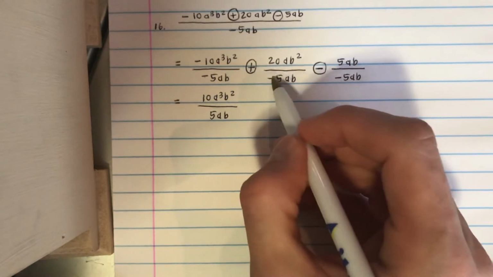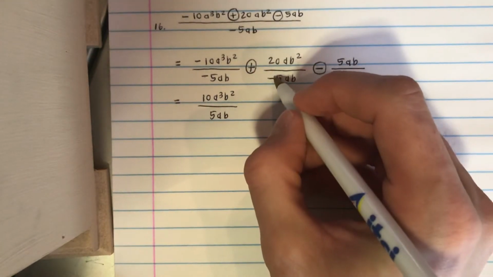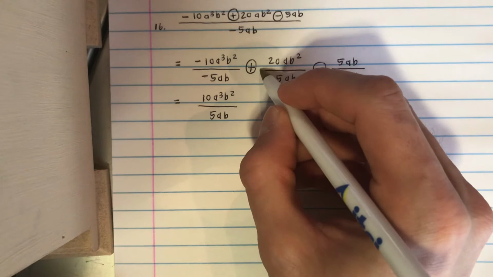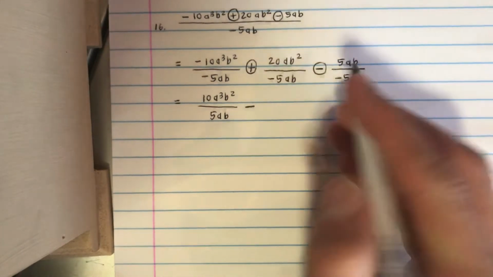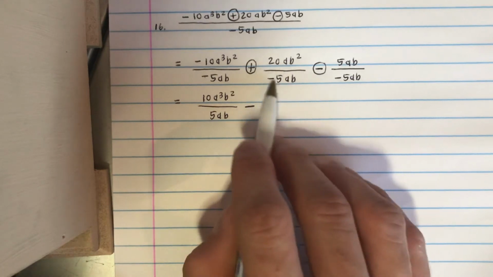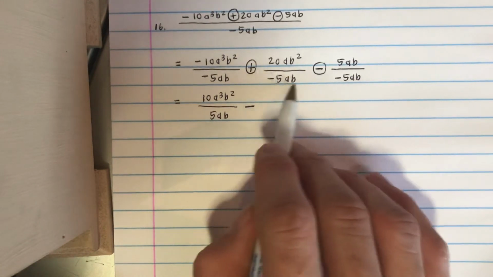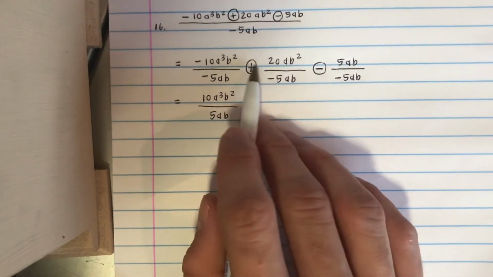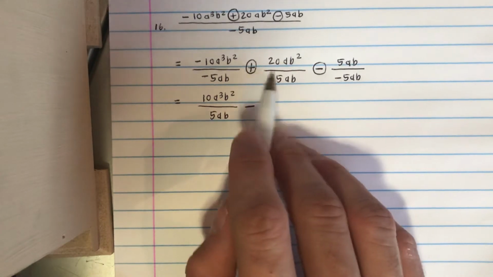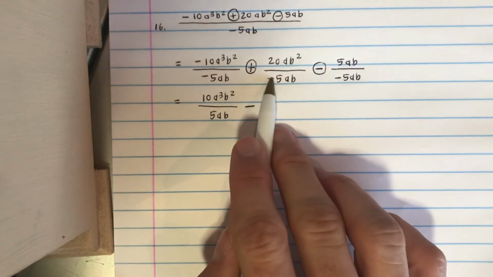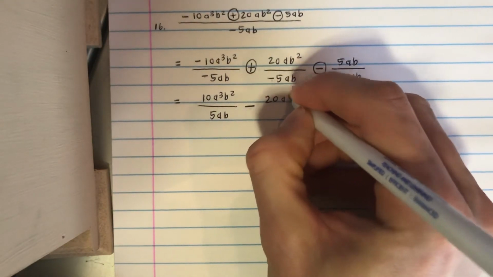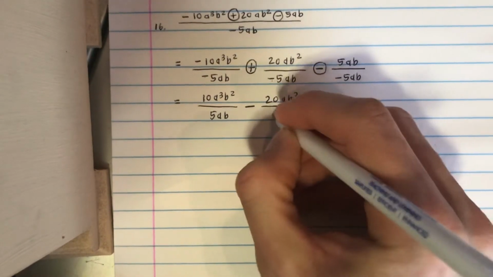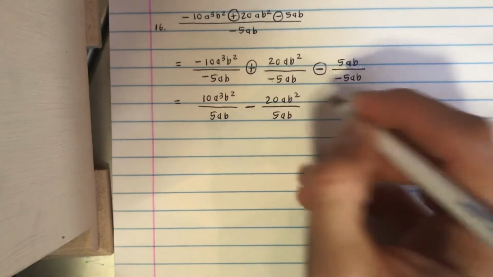Now we have a positive and a negative. So what you can do, you can take this negative, write it in front here, then you have a positive and a negative, it will result in a negative, and then there won't be any sign here with your denominator anymore, because we simplified it. So we have 20ab squared over 5ab.